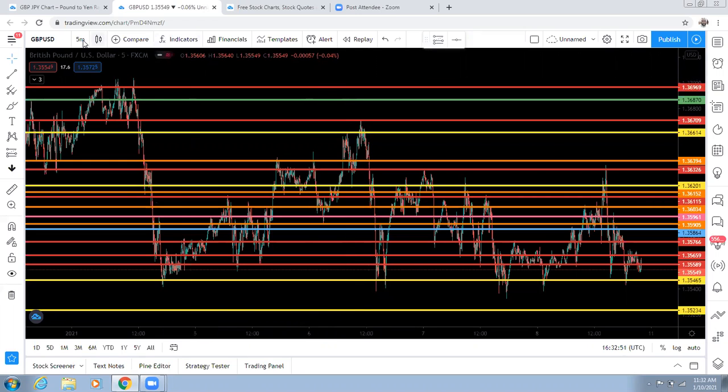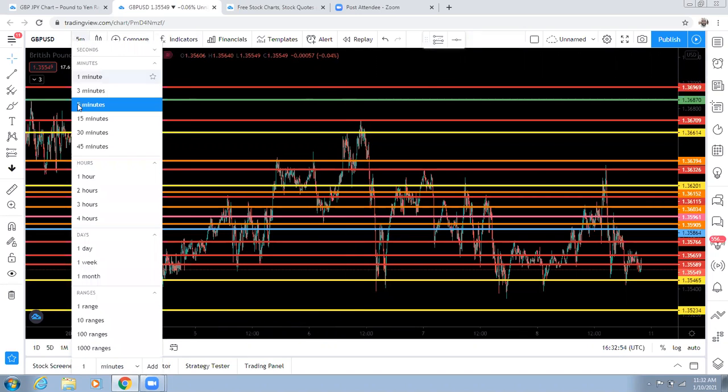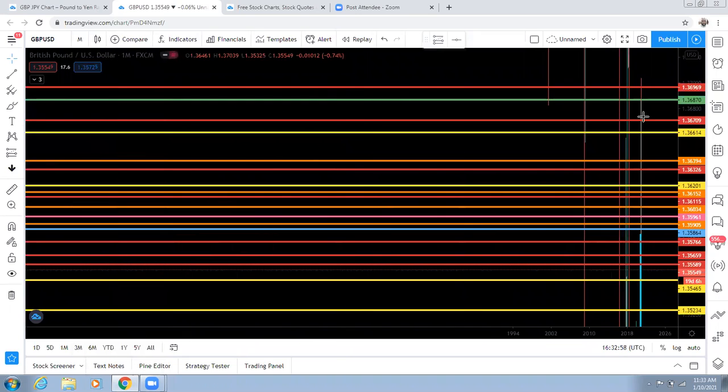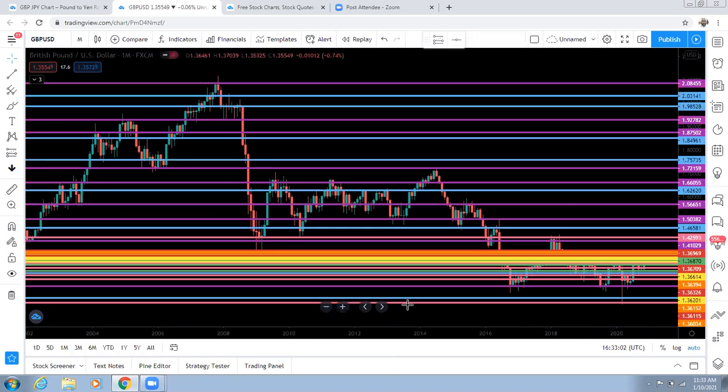Now, let's say we're on a monthly time frame. That's why the candlesticks look all crazy. Let me get this back. We're on a monthly time frame, right?